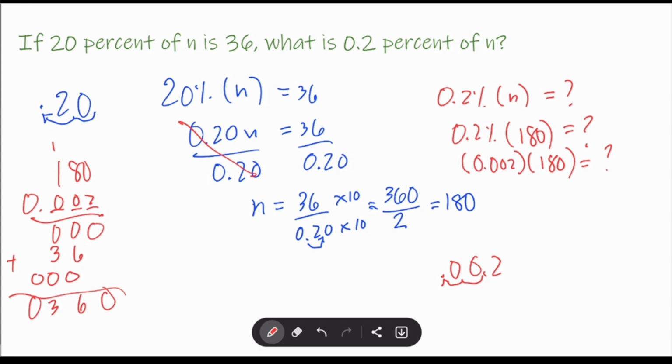So there are 3 decimal places, so 1, 2, 3, so we have 0.36. So this should be equal to 0.36. Let me check using a calculator for this. So 180 times 0.02. Yeah, it's correct. It's 0.36.